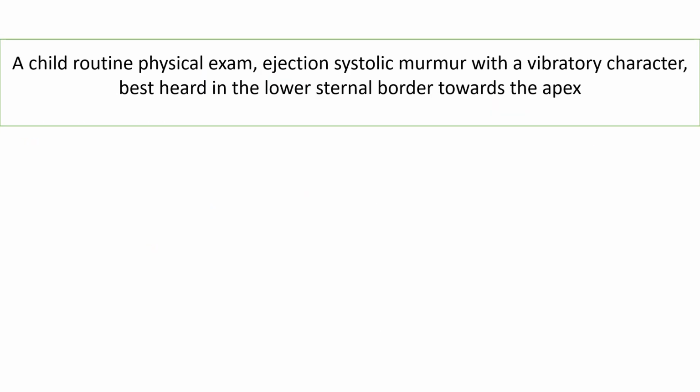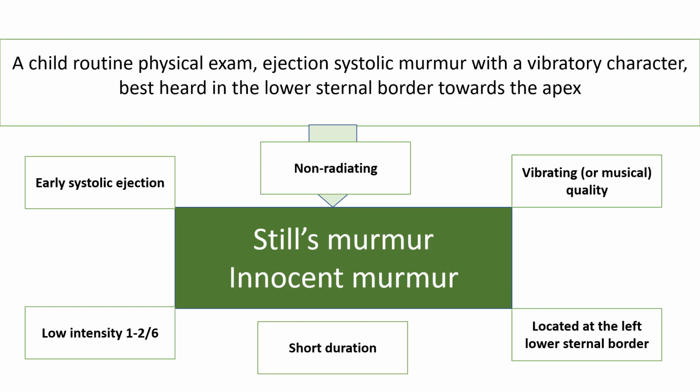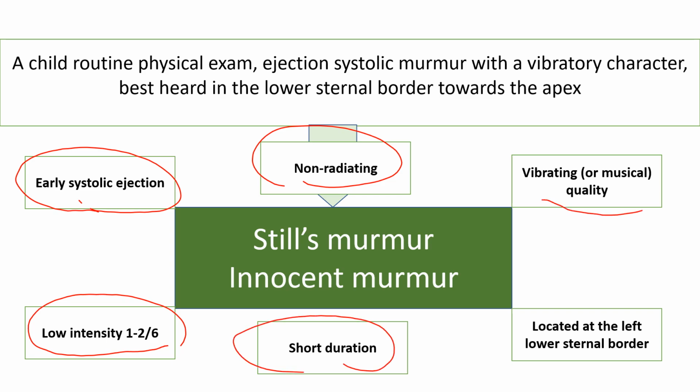A child presenting for routine physical examination. On physical exam, you hear an ejection systolic murmur with vibratory or musical character, best heard in the left lower sternal border toward the apex. What is the most likely diagnosis? This is a classic presentation of Still's murmur or innocent murmur. Still's murmur is very common and very benign, requires reassurance, no chest x-ray, no echocardiogram, no ECG. The characteristics of this murmur: early systolic murmur, low intensity 1 to 2/6, non-radiating, short duration, vibratory or musical quality, located at the left lower sternal border.